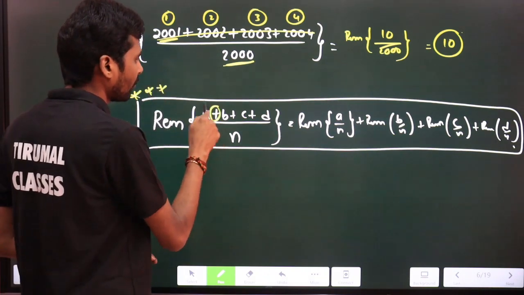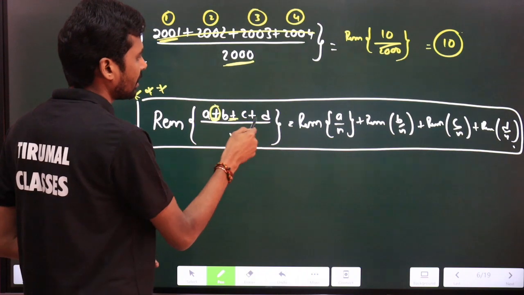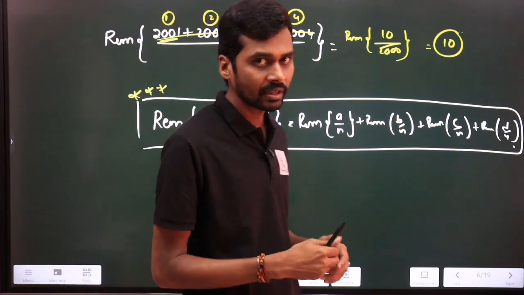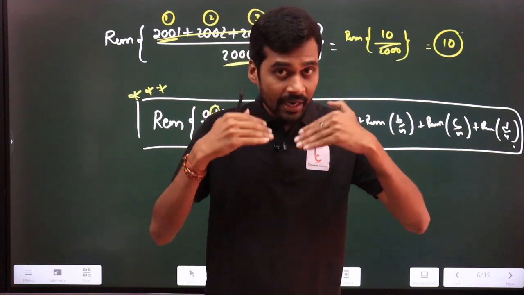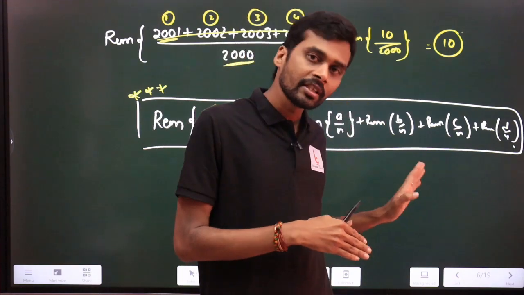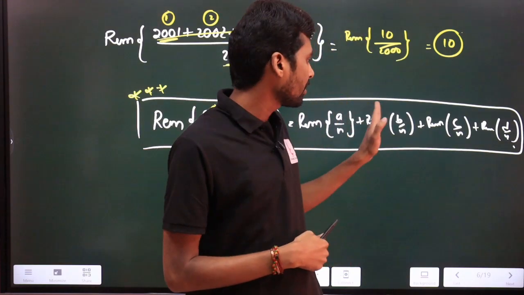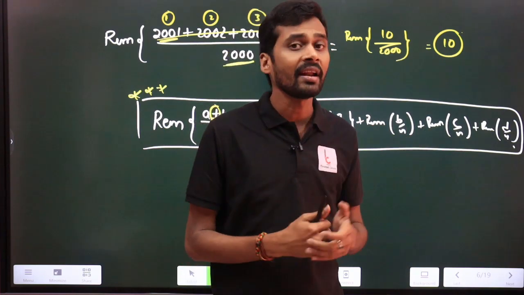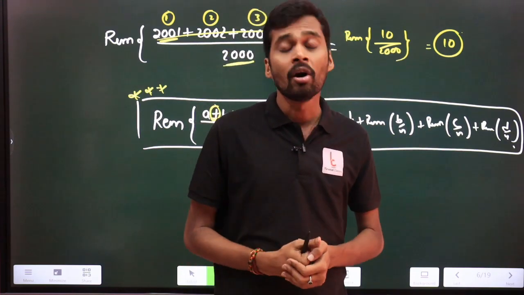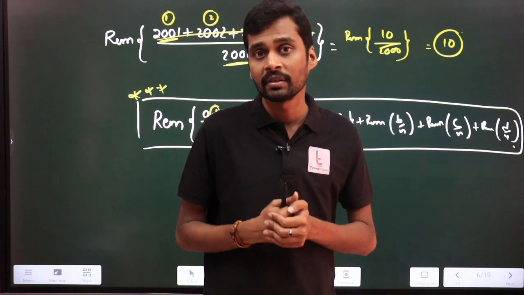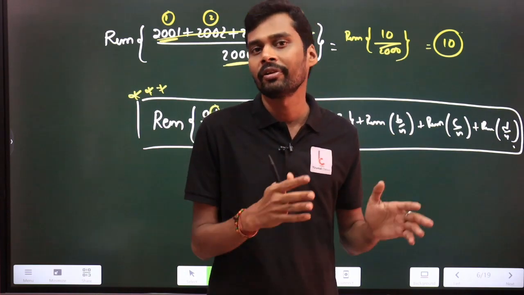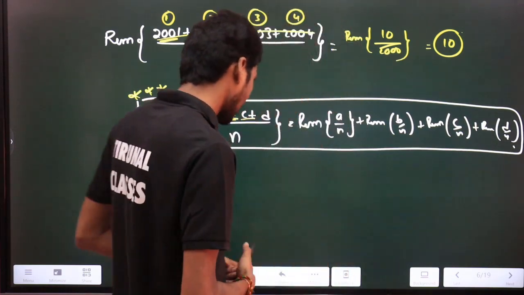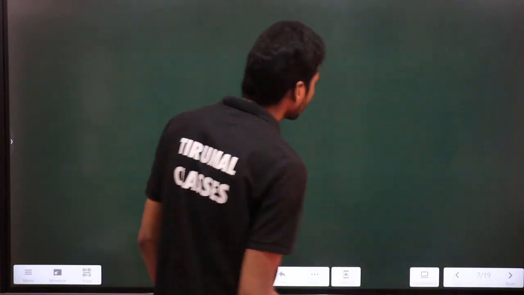You can have any big numbers, so just remember this. Either we have remainder of A plus or minus B plus or minus C plus or minus D, so either a positive sign or a negative sign, when we are dividing with the same divisor, we can split it like this: remainder of A by n, remainder of B by n, remainder of C by n, and remainder of D by n. This is one of the most important properties regarding the remainders concept, which we frequently use in different problems.